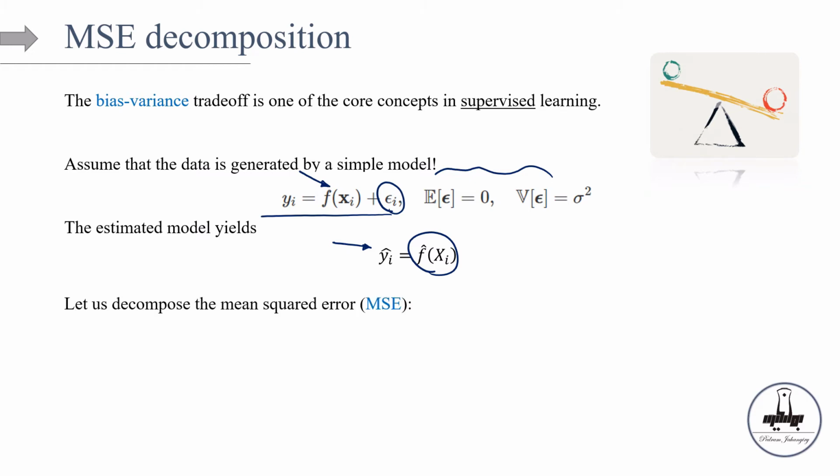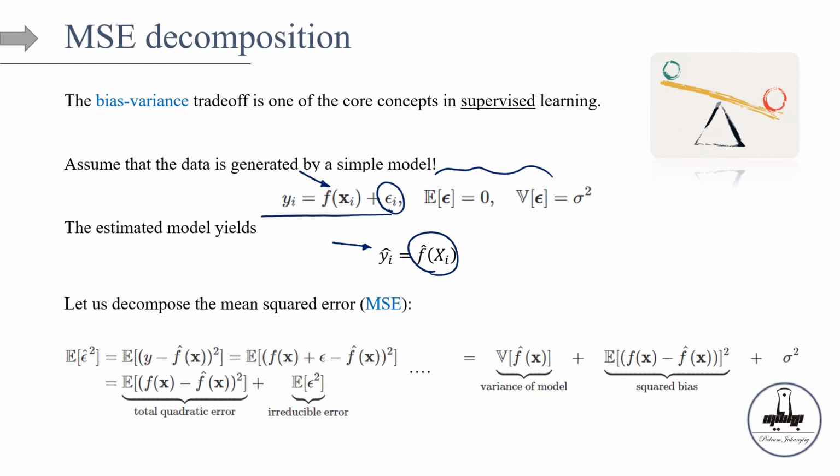And then we can decompose the mean squared error by writing this equation. We are interested in the expected value of epsilon hat squared. So this is our mean squared error, right? And by definition, it is simply the expected value of y minus y hat, or f hat of x, to the power of 2. Instead of y, we can replace it with f of x plus epsilon. So this is our y, and then we simply square it, okay?